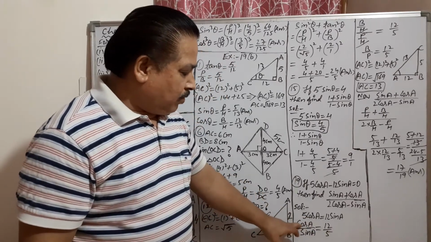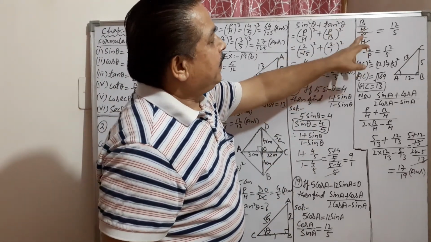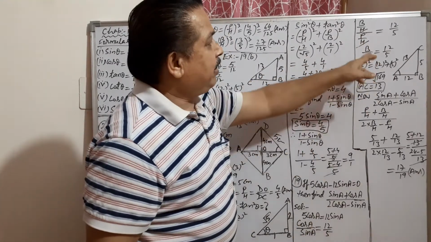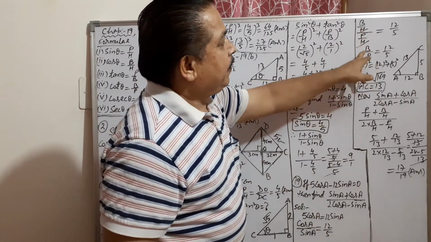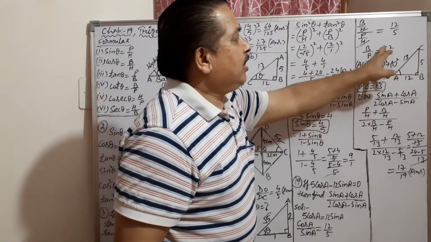Now put the value of cos and sin. Cos formula is base upon hypotenuse. And sin formula is perpendicular upon hypotenuse, equal to 12 by 5. H cancels by H. Now B by P. Base upon perpendicular is 12 upon 5.